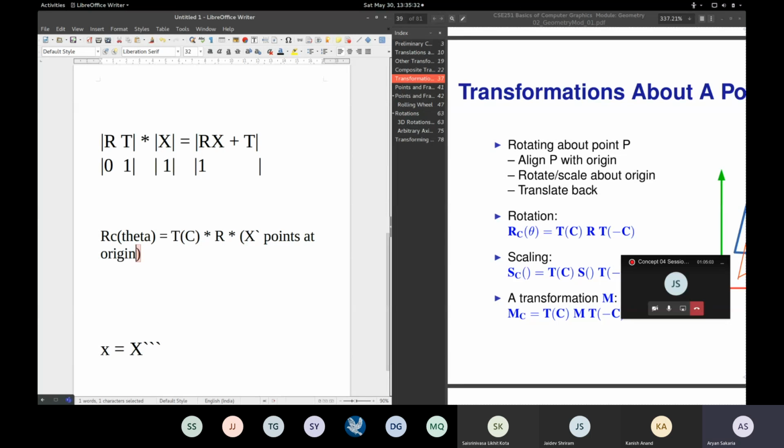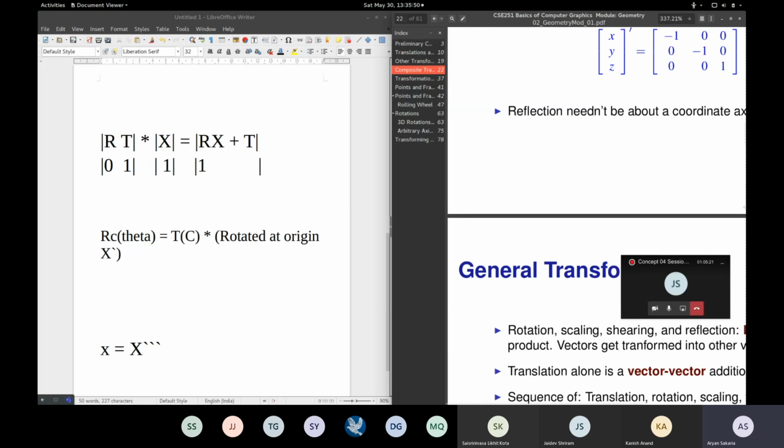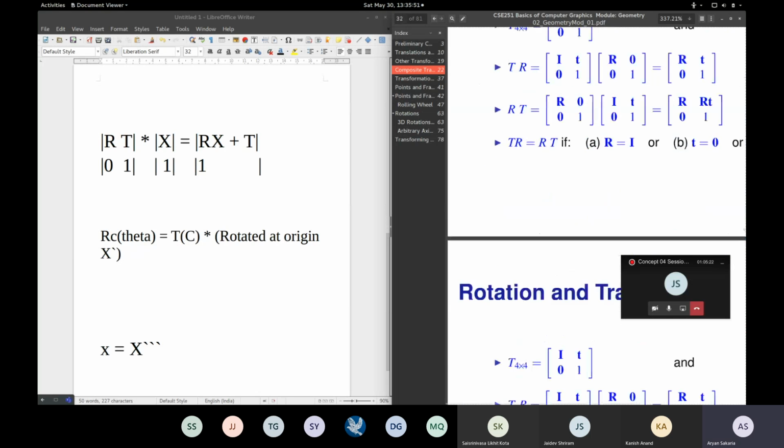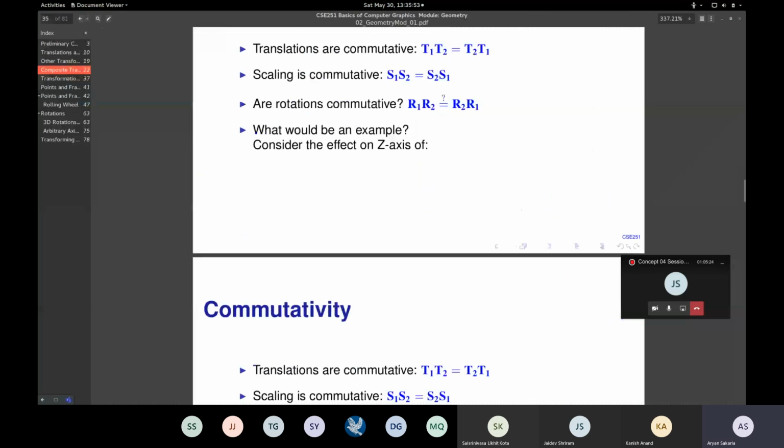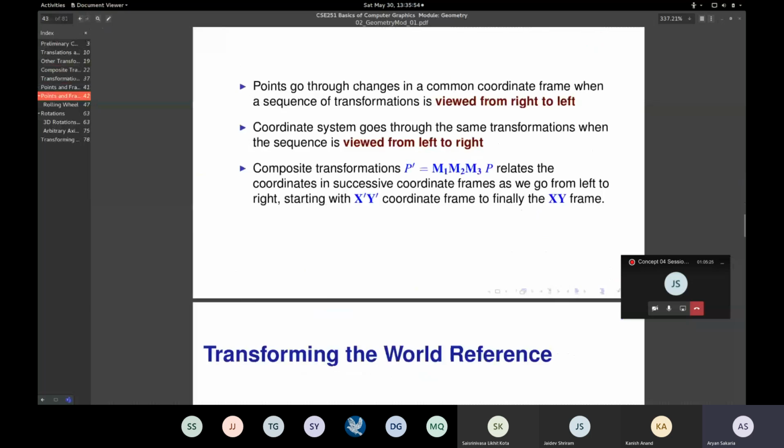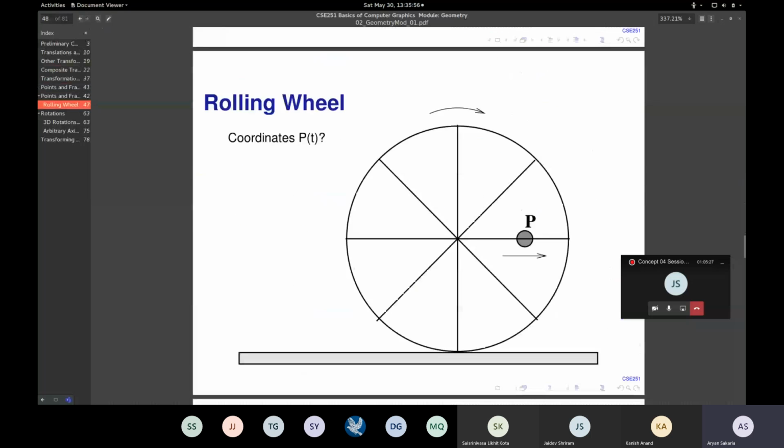Then I'm going to take these points at origin and multiply them with R. So now it's these points rotated at origin, x dash. Cool. So I've taken those points over here.